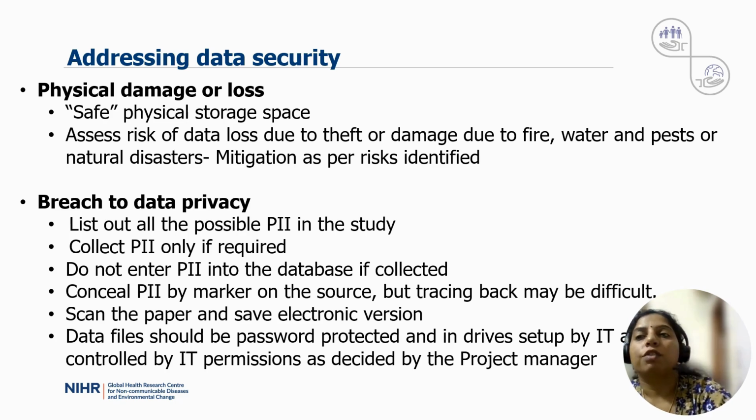And in case of paper, if you're collecting personal identifying information on a paper, conceal the personal identifying information by a marker on the source data. But before that, you will have to scan the paper and save an electronic version in a password protected file. If you conceal it with the marker before scanning the paper, tracing back to the participant may be difficult.